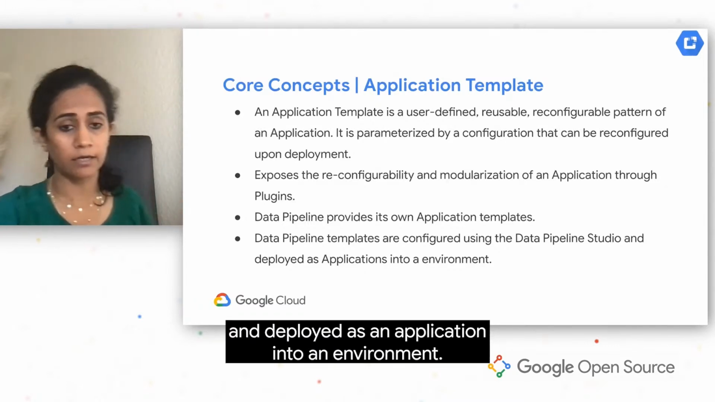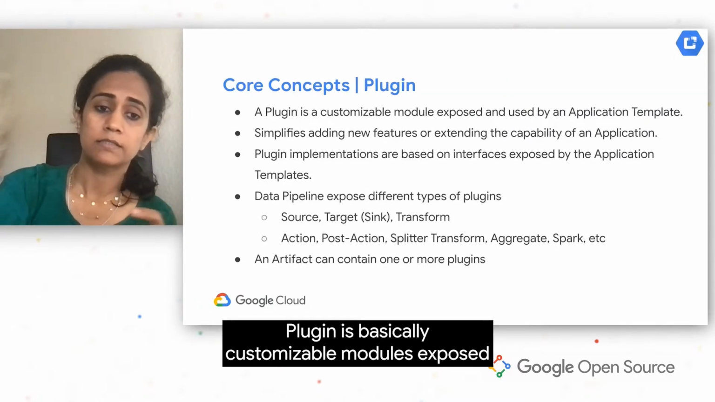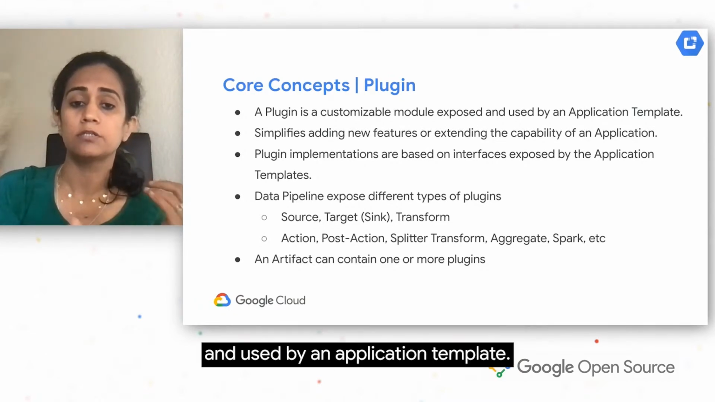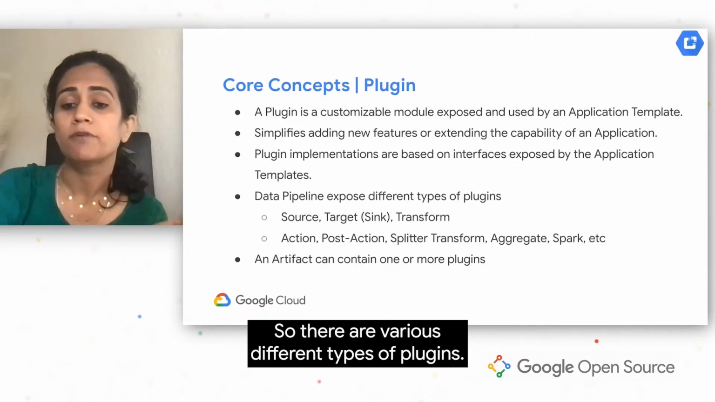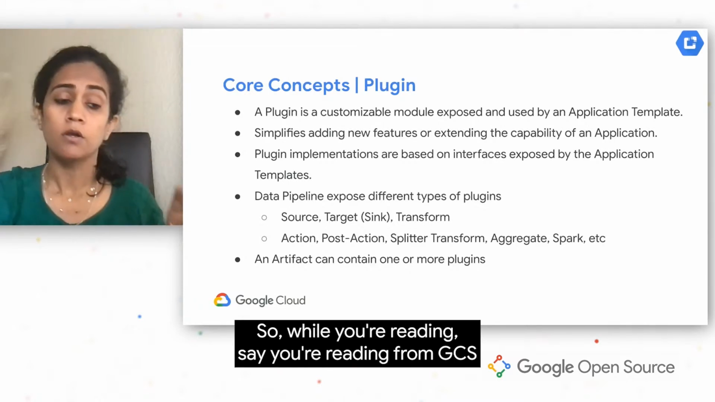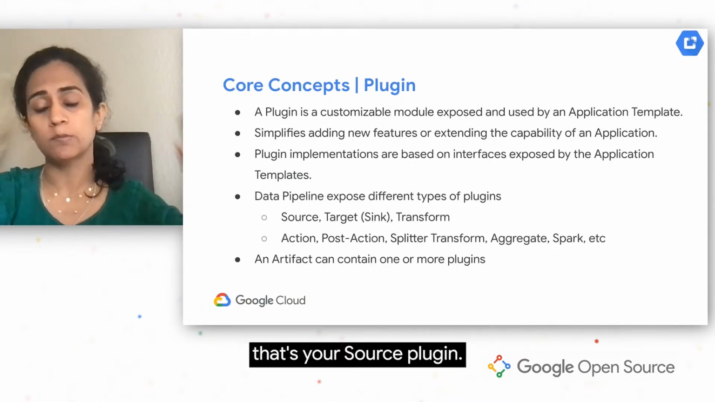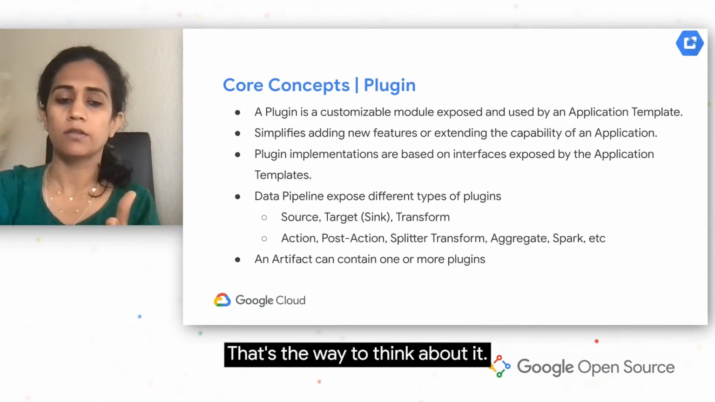A plugin is basically a customizable module exposed and used by an application template. So there are various different types of plugins: source and sink and transform and all of that. So where you're reading, say you're reading from GCS, that's your source plugin. You're writing into BigQuery, that's your sink plugin. That's the way to think about it.